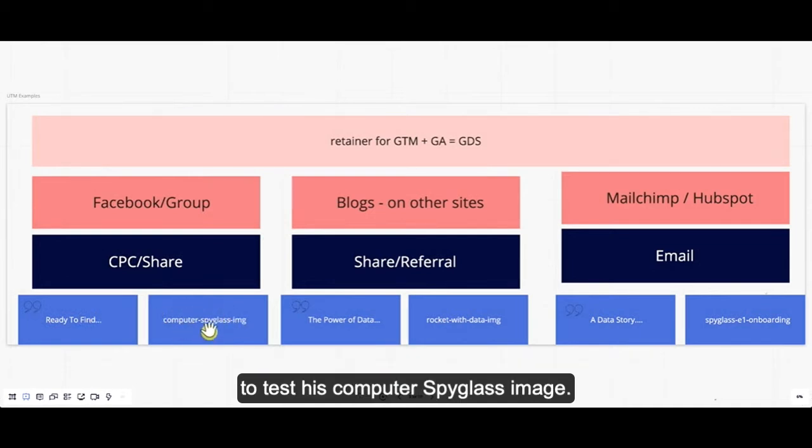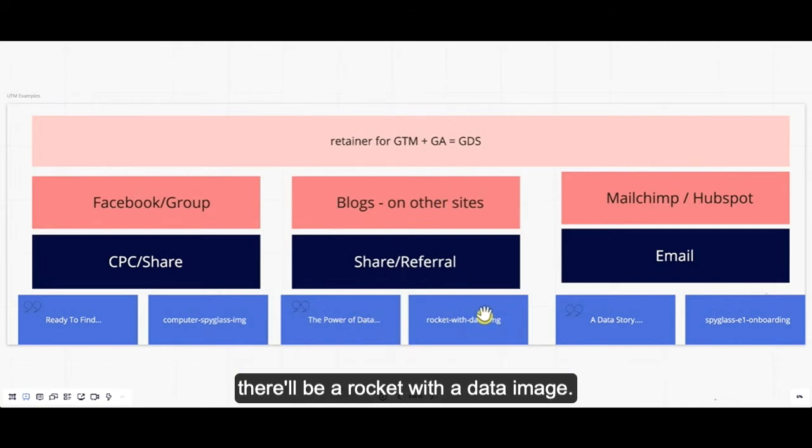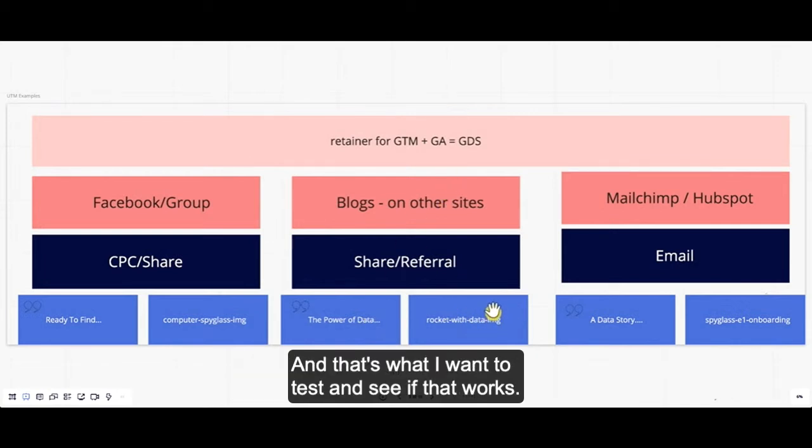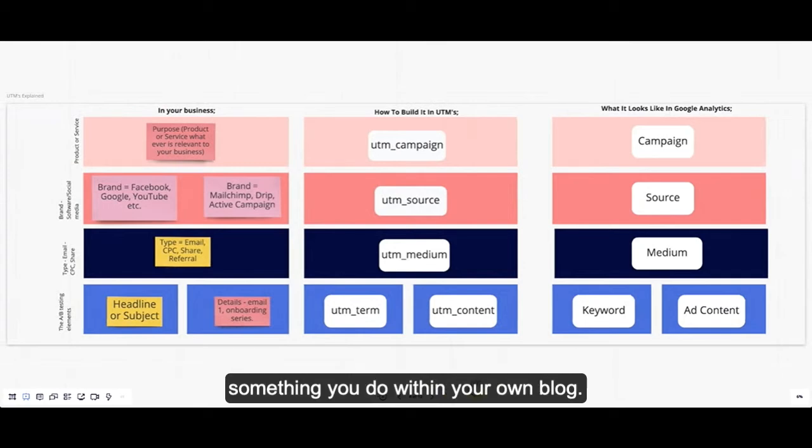My image that I want to test is computer spyglass image. Whereas in my blogs, I'll have something about the power of data, and then it'll be a rocket with a data image, and that's what I want to test and see if that works. I don't know if that was a good example there, because that might actually confuse you a bit, because you might think that it's something you do within your own blog.